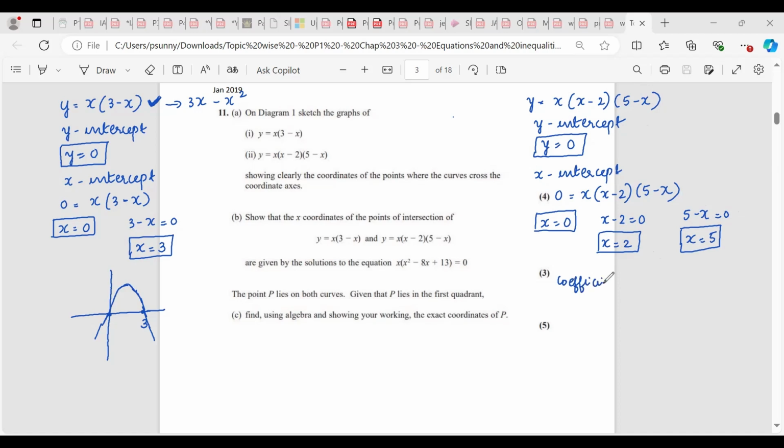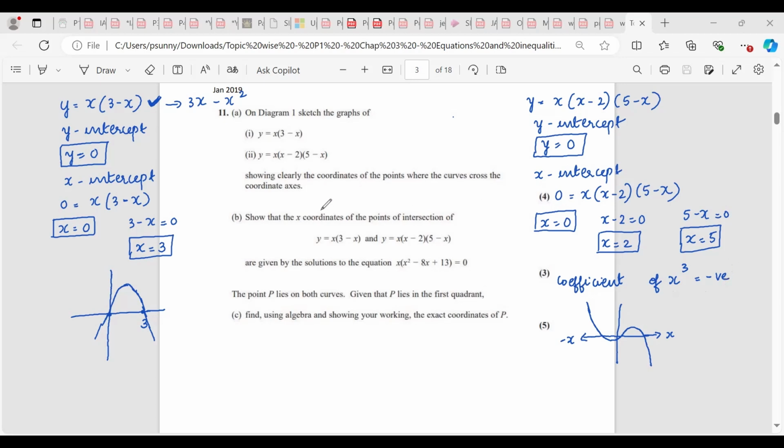So the coefficient of x cube in this case is negative. If it is negative, we know the shape is going to be: on the negative x-axis, it goes from positive infinity, and on the positive x-axis, it goes to negative infinity. That is the shape for when the coefficient of x cube is negative.